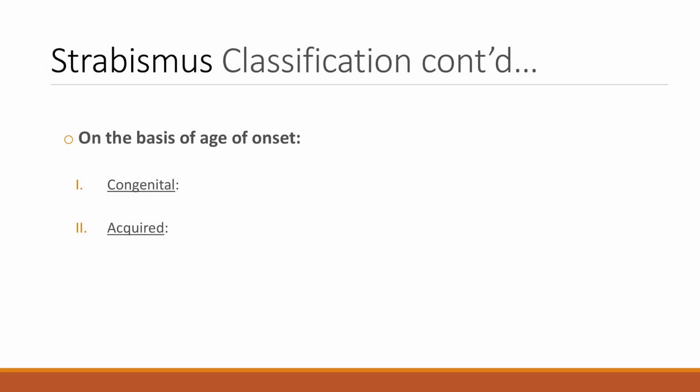Age-based classification of strabismus is either congenital or acquired. The squint is present at the time of birth or after birth, in different age groups. Strabismus is usually common in the pediatric age group, while it may occur in adults also.